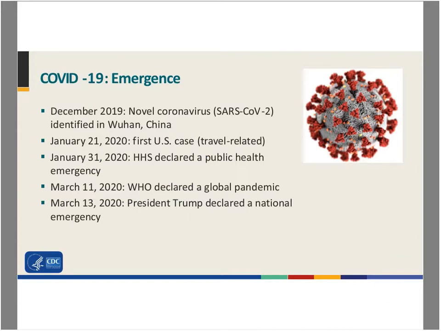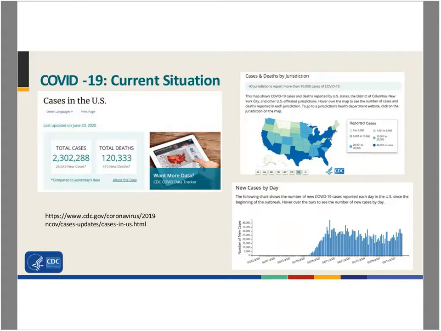So as you probably know, but I think it's good for us all to remember how this started. Back in December of 2019, a novel coronavirus named SARS-CoV-2 was identified in Wuhan, China, and then the first U.S. case, which was travel-related, was identified January 21st. On January 31st, the Department of Health and Human Services declared a public health emergency. On March 11th, the World Health Organization declared a global pandemic, and on March 13th, President Trump declared a national emergency. And I think we all know what's happened since then.